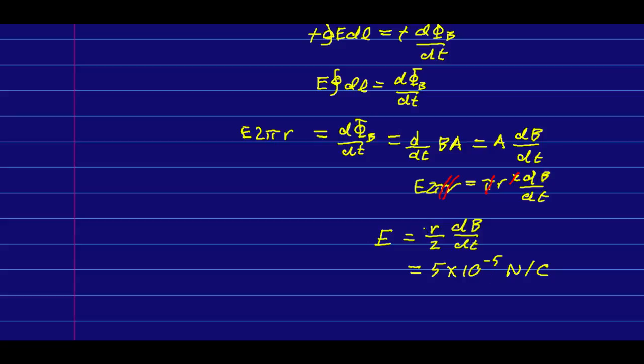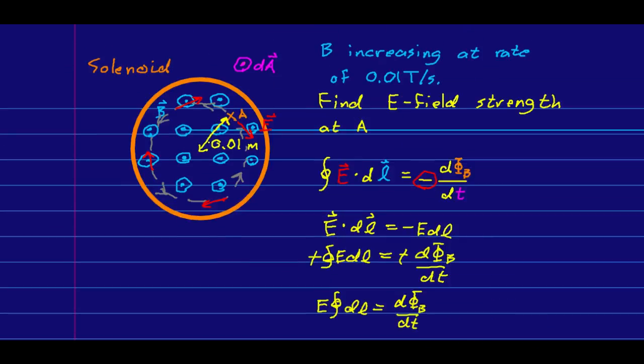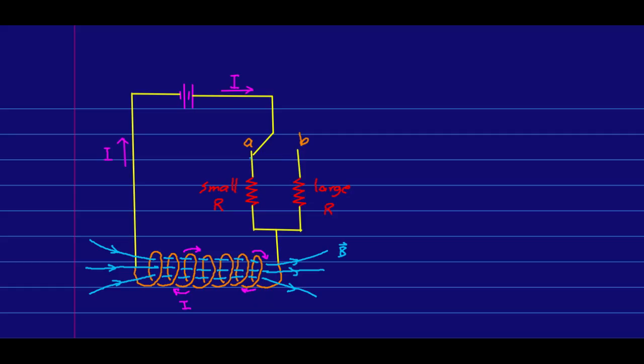But also notice it's proportional to R. The E field gets stronger as we get farther away from the center of the solenoid. There's an important and useful consequence of Faraday's law that we'll look much more at in the next video lecture.